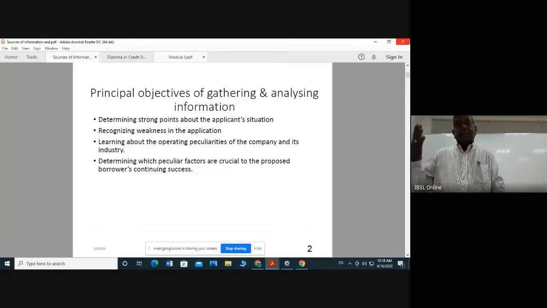Operating peculiarities. So by collecting the information only, you know about this company and about the industry where this company is operating. Determining which peculiar factors are crucial to the proposed borrower's continuing success. When you analyze, you know what the peculiar factors are which are crucial for the proposed borrower's continuing business, because the borrower has to continue in the business. So for that also we have to analyze. For most of these things, we need proper information about the customer or the borrower.